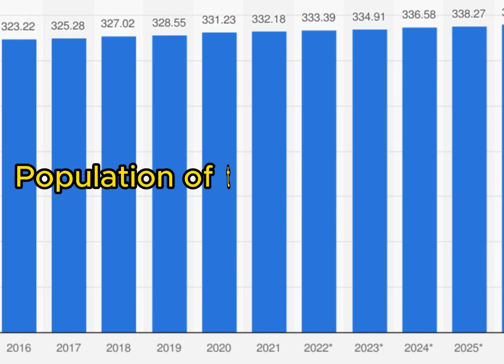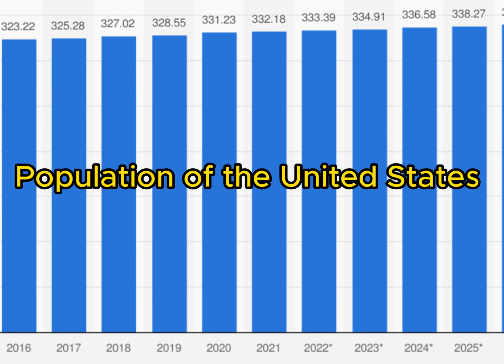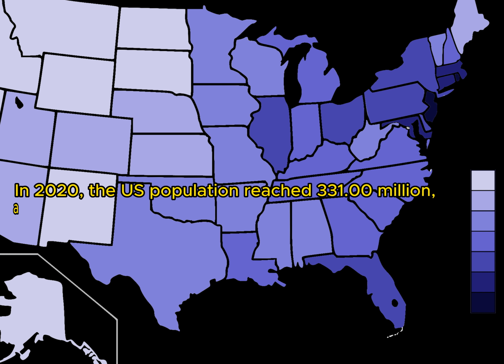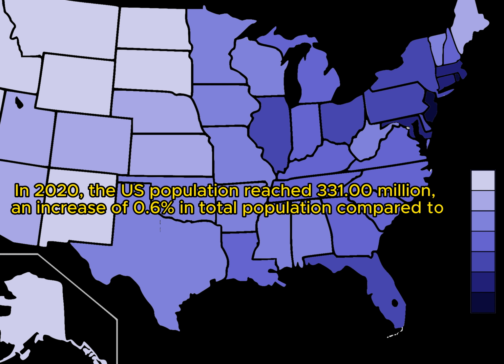Population of the United States 2020. In 2020, the U.S. population reached 331.0 million, an increase of 0.6% in total population compared to the previous year.